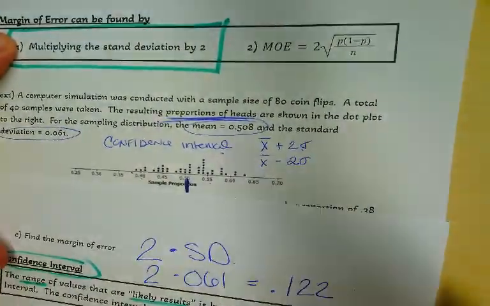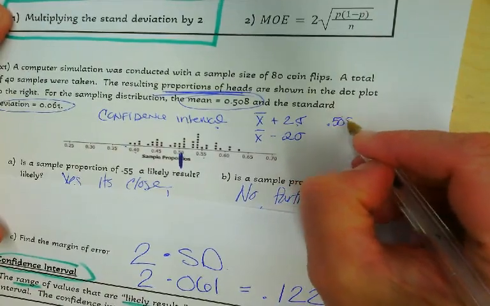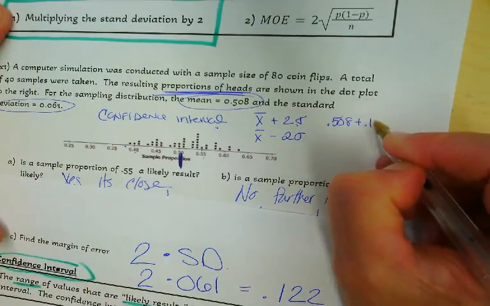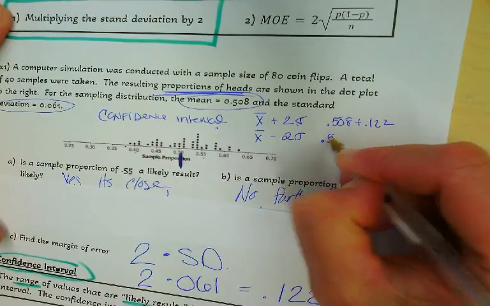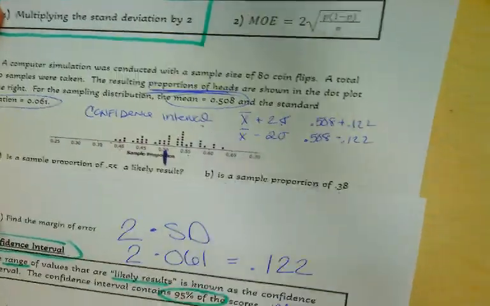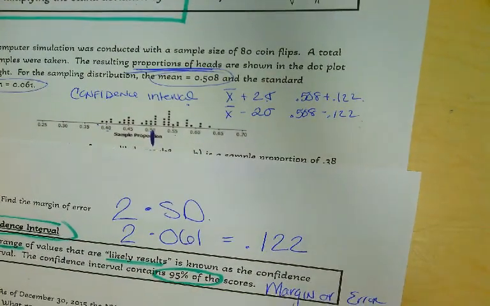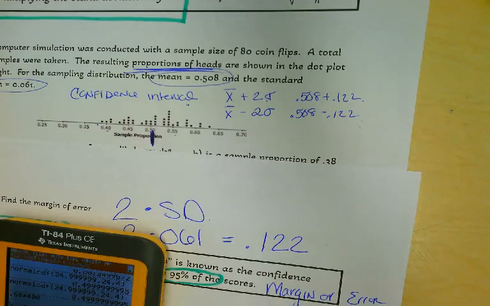So I'm going to take my mean, which is 0.508, and I'm going to add my margin of error, which is 2 standard deviations. And I'm going to take my mean, and I'm going to subtract 2 standard deviations, AKA the margin of error. They mean the same thing. And we're going to find that range. So plug those in your calculator to get a range.